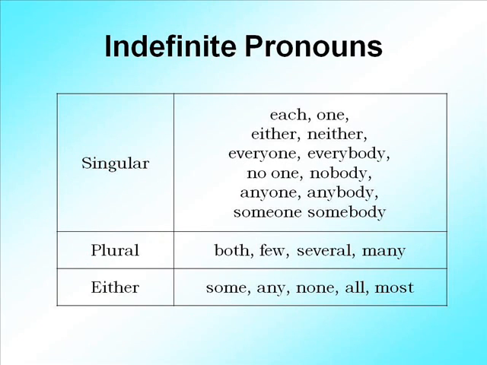What causes problems with these indefinite pronouns is that some of them are always singular and need a singular verb. Some of them are always plural and need a plural verb. And some of them, the 5, some, any, none, all, and most, can be either way and sometimes take a singular verb and sometimes take a plural verb. So hopefully you got that all worked out last week and understand that.